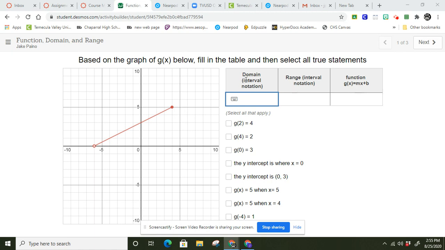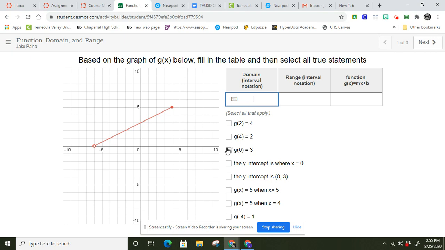So when it says what's the domain, right? We learned in class Monday with the Edpuzzle videos that domain is the inputs. So for what x values does this graph exist? And so that exists from -6 to +4. All right, so you guys can see that right there by just looking at the graph. But how do I type that in?